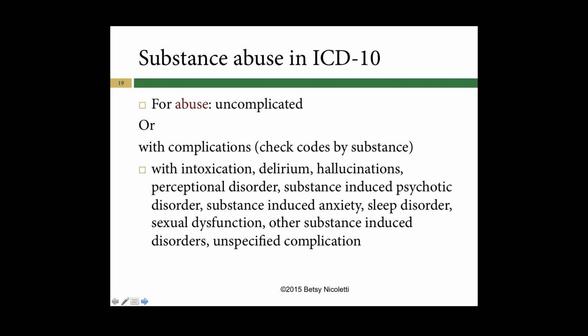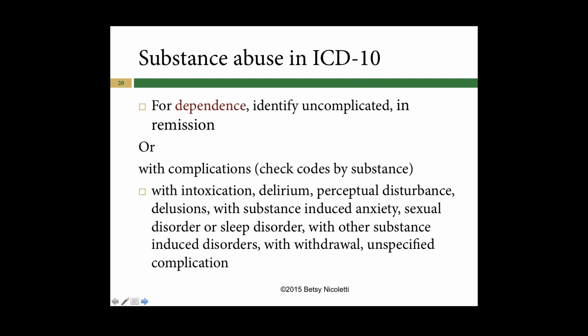If the patient has abuse of the substance, it's either uncomplicated or a number of complications, and different substances have different series of complications that could be used. And if the patient is in dependence, we have either uncomplicated or, here's something new, in remission. Of course, that's not completely new from ICD-10, but as we're breaking this out from use, abuse, and dependence, only dependence gets in remission. So we can't have in remission from use or abuse. It's in remission from dependence.